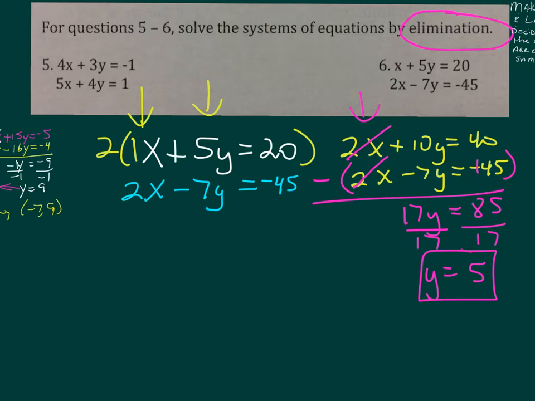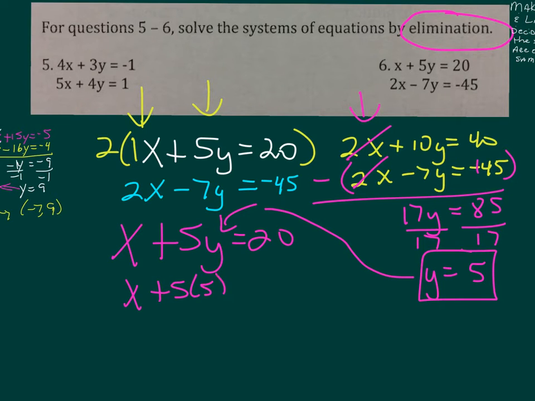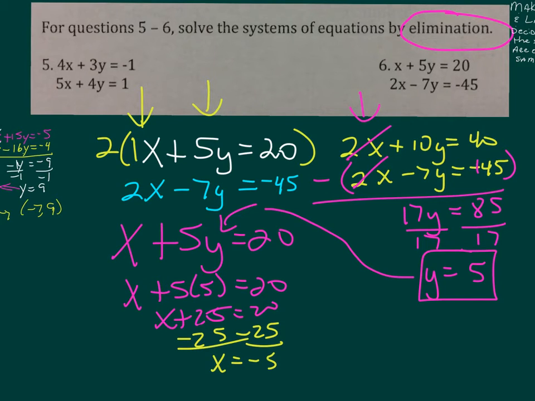I'm going to go back to the original equation of x plus 5y equals 20. I'm going to plug in 5 for y right there. I get x plus 5 times 5 equals 20, so x plus 25 equals 20. And then when I subtract 25 on both sides, let me erase this. When I subtract 25 on both sides, I end up getting x equals negative 5, and therefore my solution is negative 5, 5.